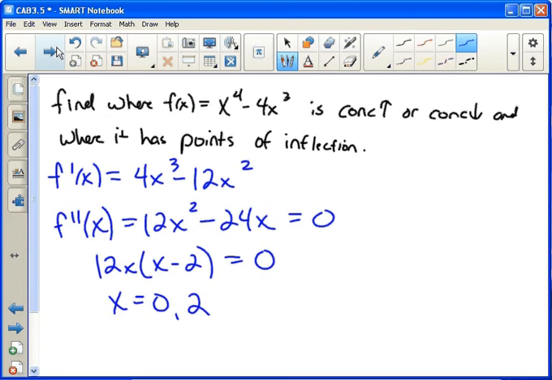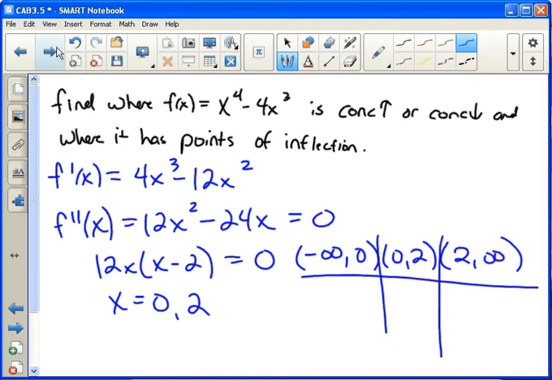So I set up a chart exactly like I did before. Negative infinity to 0, 0 to 2, 2 to infinity. And, like before, I need to pick test points, but this time I plug them into the second derivative. Remember, you can use this version of it or this version of it. Either way will work. I'm going to choose to use the bottom one, but let's see, if I plug negative 1 in, I get negative 12 times negative 3, so that is a positive. If I plug positive 1 in, I get positive 12 times negative 1, so that's a negative. If I plug in positive 4, I get all positives.